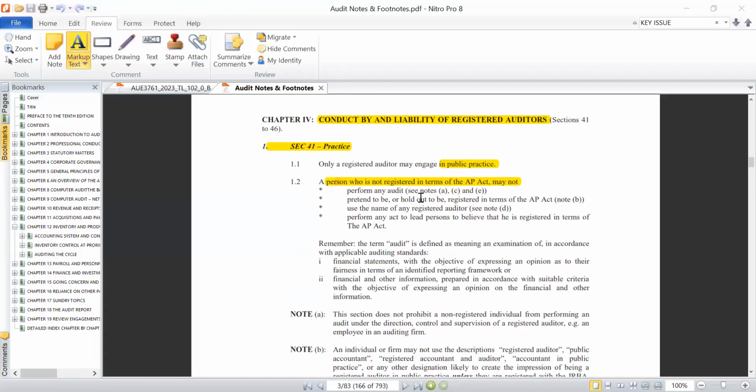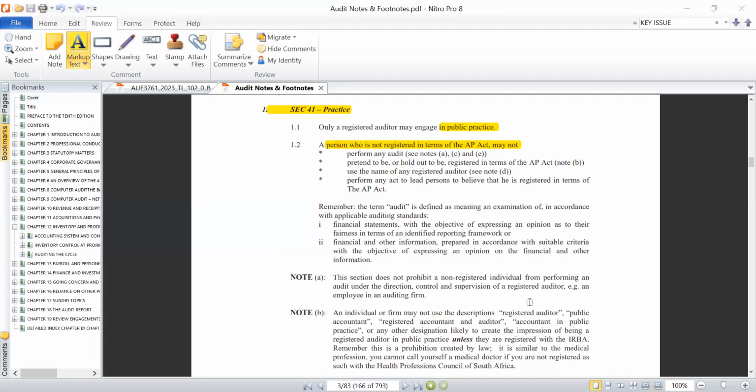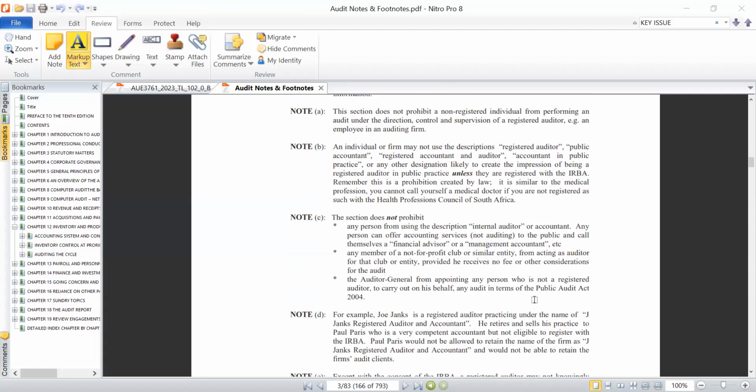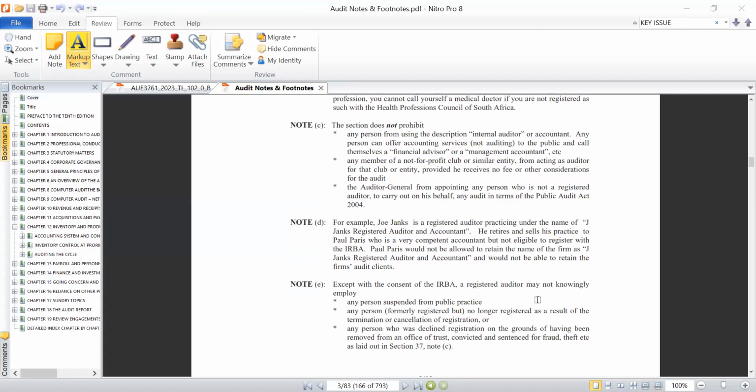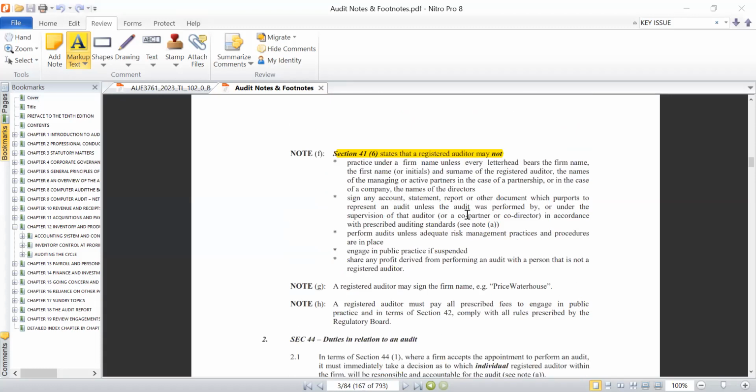Right. So what I want you to draw from this section 41 is the conduct that is not allowed of people that are not registered as auditors according to the APA Act, all of them. And then there are those conducts which registered auditors themselves are not allowed to do.